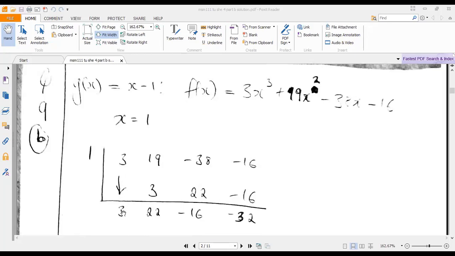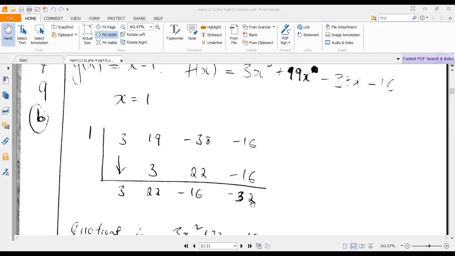When you drop this, you say 1 times 3 gives you 3, isn't it? Then 3 plus 19 is 22. Then you do the same thing. 22 times 1 is 22. Then negative 38 plus 22 is negative 16. Then negative 16 times 1 is just negative 16. So negative 16 plus negative 16, we have negative 32.